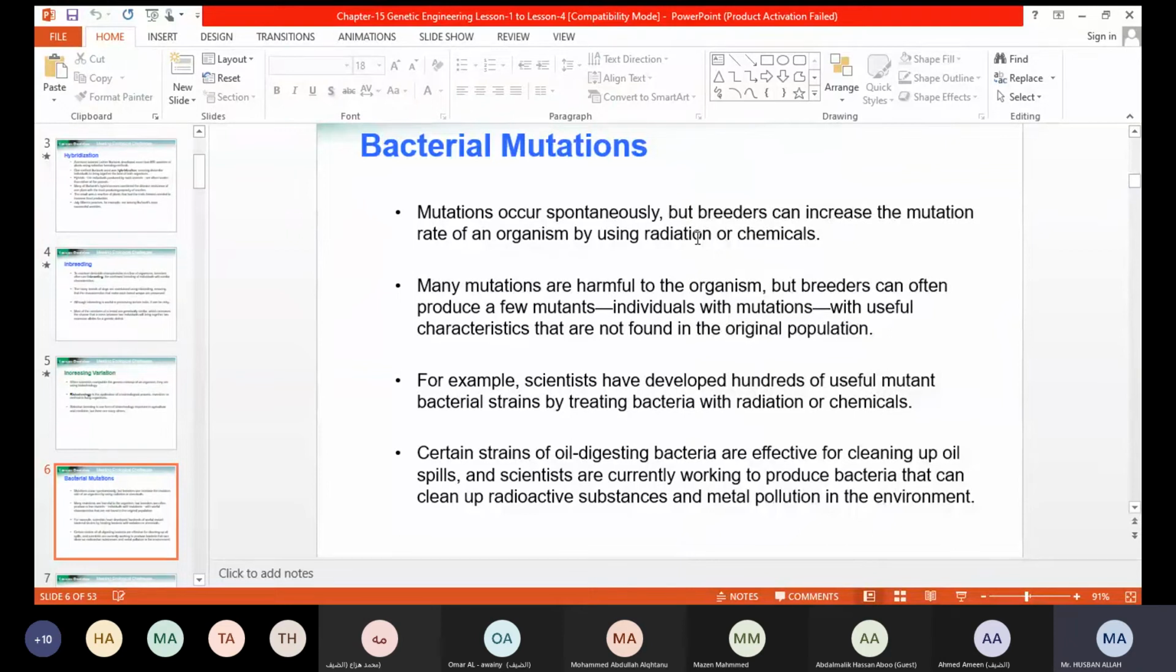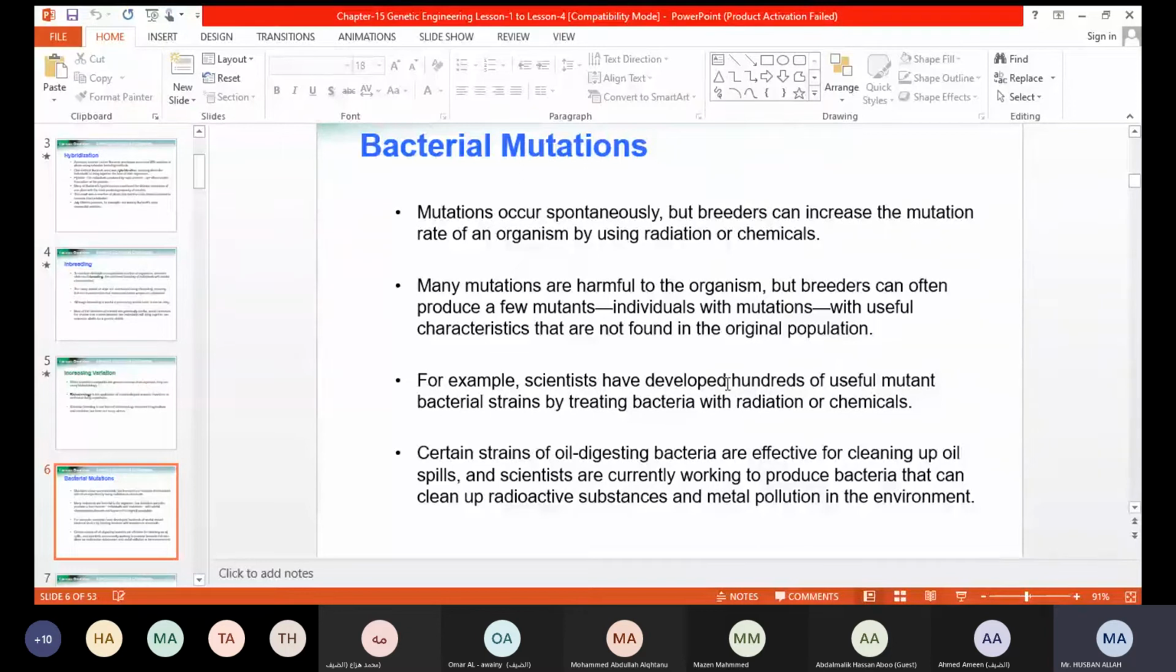If you rewind back to the previous lesson, when we were studying mutation, we learned that many mutations are harmful to humans or to the organism. But breeders can often produce a few mutant individuals with mutations that are useful, that have useful characteristics which are beneficial for humans and for the organism. But that mutation will not be found in the original population.